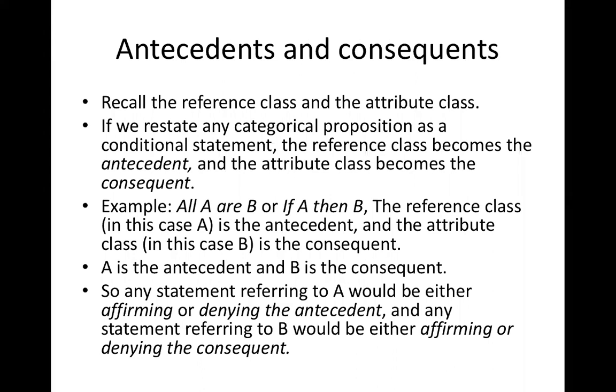So when you look at if A, then B, the reference class is what? Is A. That part of the sentence that begins with if, that's the antecedent. And then the part that begins with then is the consequent. So if A, then B, if A becomes antecedent, B is the consequent. So A is the antecedent, B is the consequent. So when you say all men are mortal, if something is a man, then it is mortal. So the first part of the statement, if something is a man, is the antecedent. Then it is mortal is the consequent.